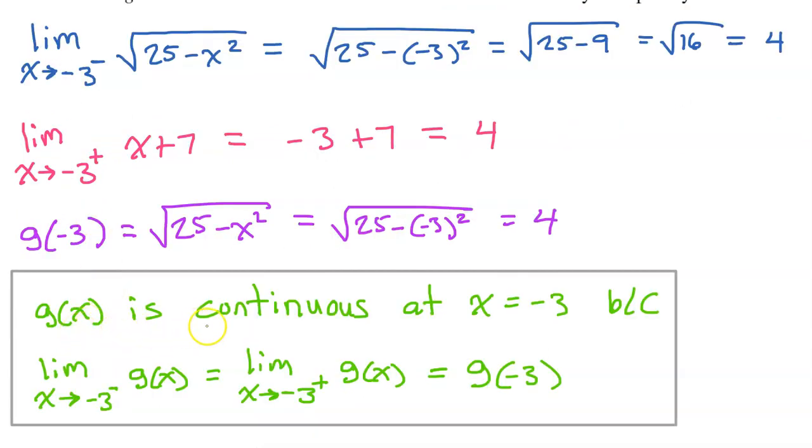You would say g of x is continuous at x equals negative 3 because the limit as x approaches negative 3 from the left of g of x equals the limit as x approaches negative 3 from the right, which equals the value of g at negative 3. This is the definition of continuity.